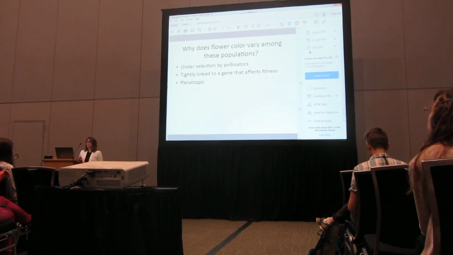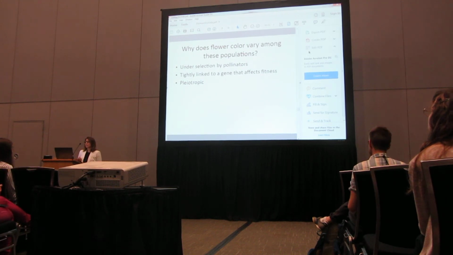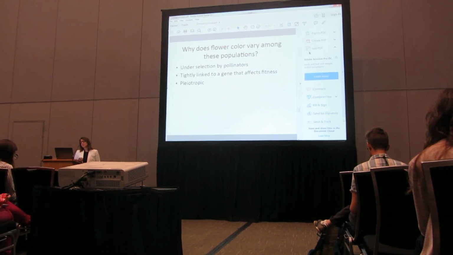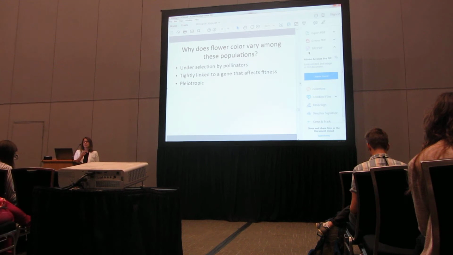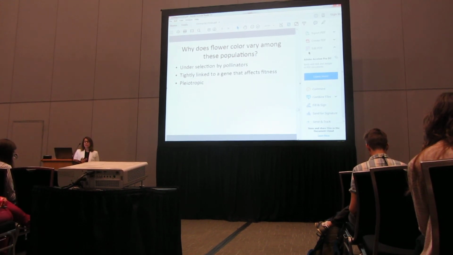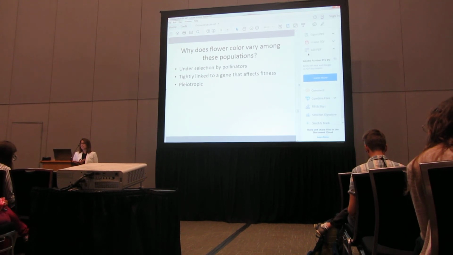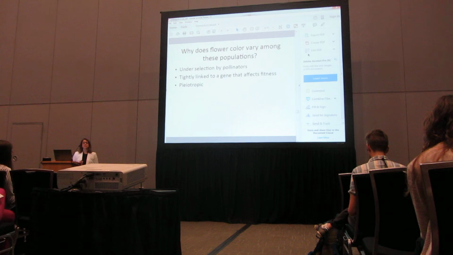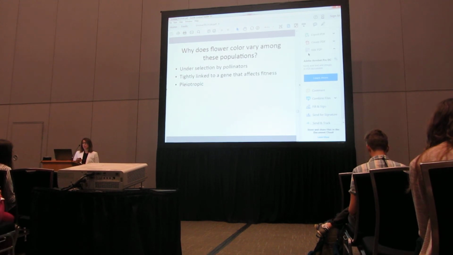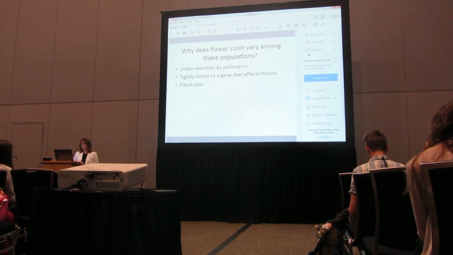So thinking first about flower color, it's interesting to consider why it varies among these populations. Some possibilities are that it's under selection by pollinators. It's also possible that the gene for flower color is tightly linked to another gene that affects fitness, or potentially the gene underlying flower color is pleiotropic and has multiple functions.